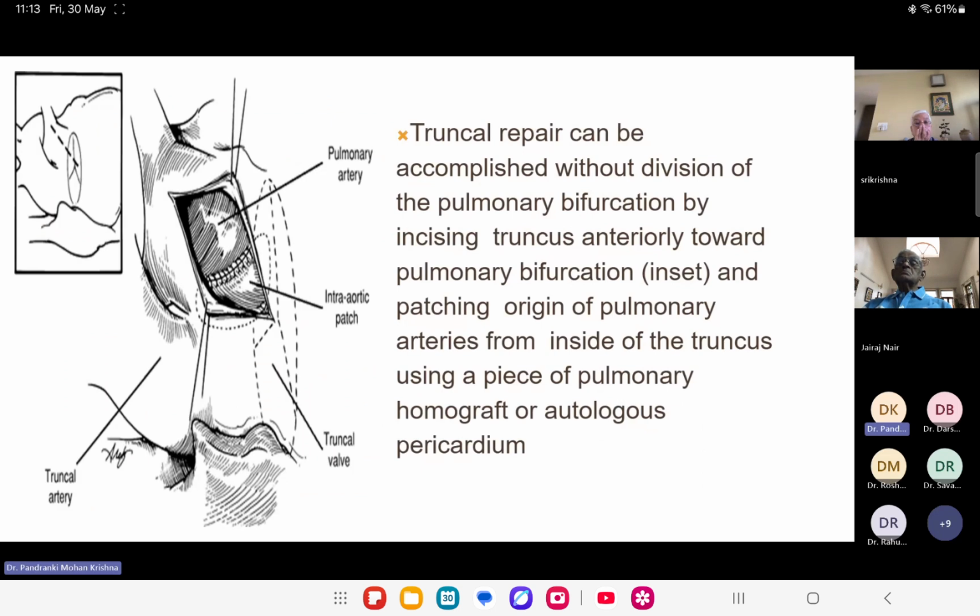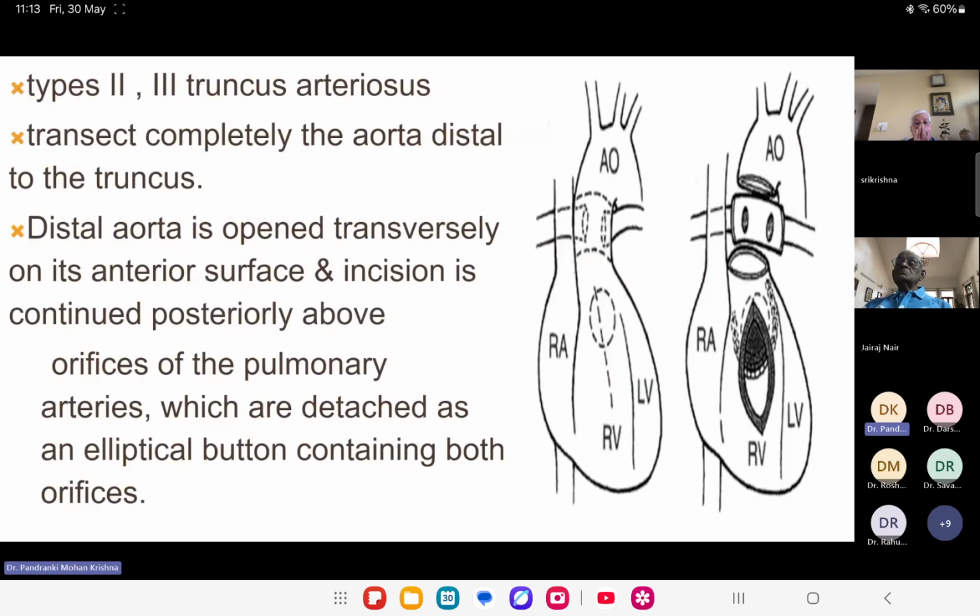Truncal repair can be accomplished without addition of the pulmonary bifurcation, directly by putting a patch like in an AP window also. In type 2 and type 3 truncuses, transect completely the aorta distal to the truncus because these are posteriorly or laterally placed. With a cuff, we have to take it out and then we have to repair the aorta later.